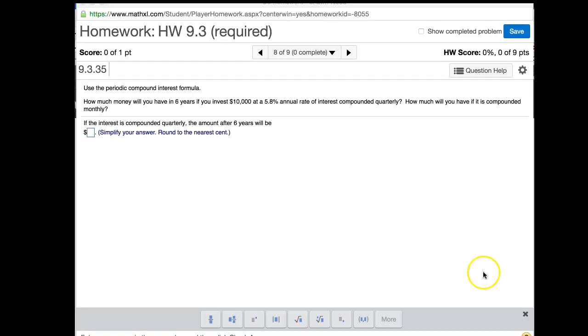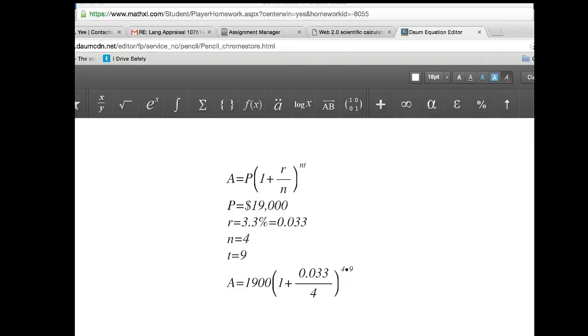So we'll go ahead and I just pulled up an editor online. For this particular problem, we're going to use the compounding interest formula. A is equal to P times the quantity 1 plus r over n raised to the nt. For this problem, our principal is 10,000. Our interest rate is 5.8%.